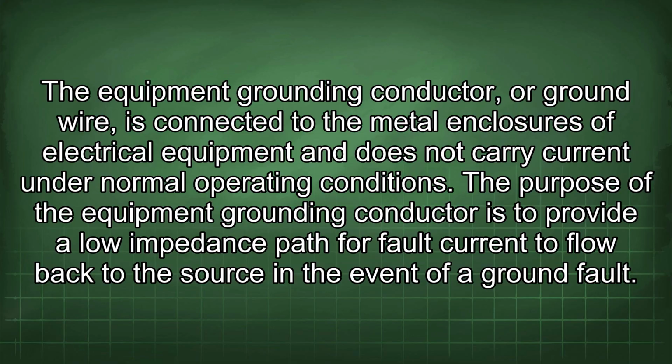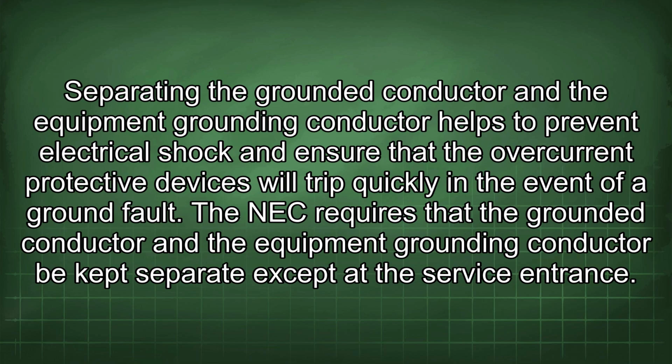The purpose of the equipment grounding conductor is to provide a low impedance path for fault current to flow back to the source in the event of a ground fault. Separating the grounded conductor and the equipment grounding conductor helps to prevent electrical shock and ensure that the overcurrent protective devices will trip quickly in the event of a ground fault. The NEC requires that the grounded conductor and the equipment grounding conductor be kept separate except at the service entrance.